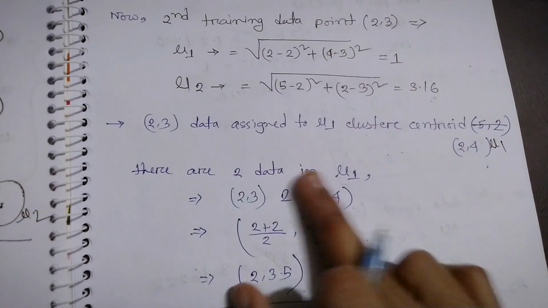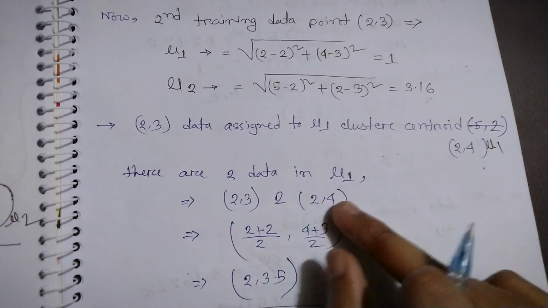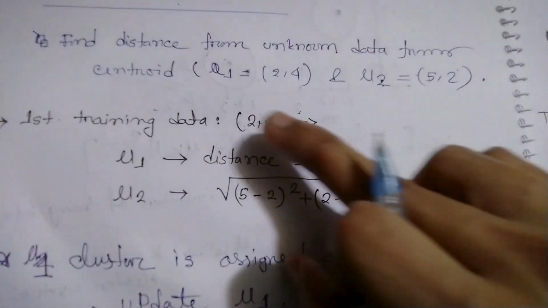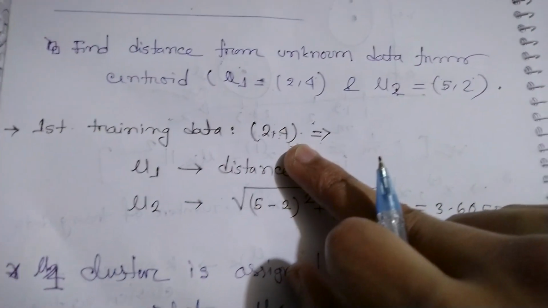So now we have two data points in mu1. First we found that 2, 4 belongs to mu1, which is the first training data point.